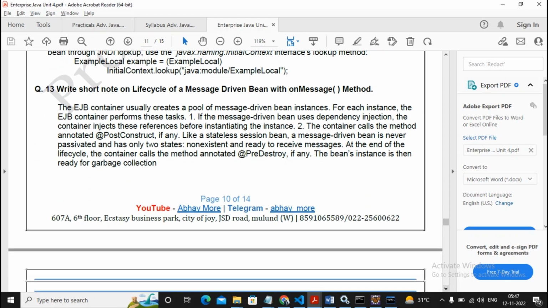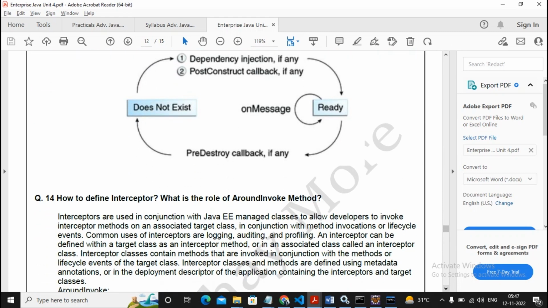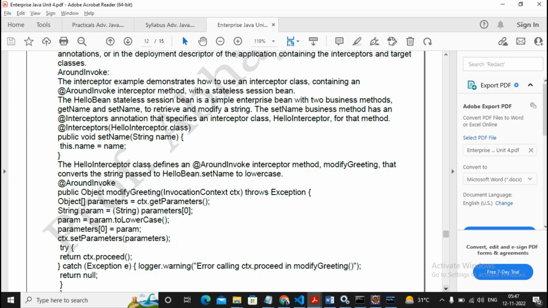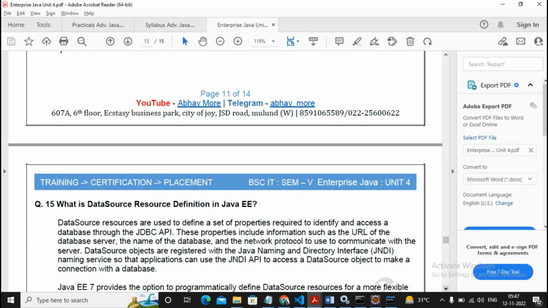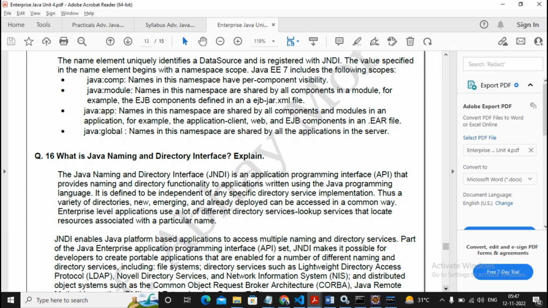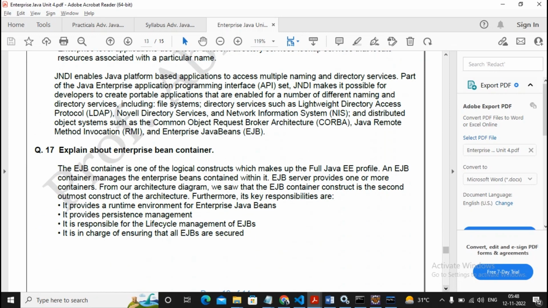Life cycle of a message driven bean is again mentioned, so it can be written as a short note of the message driven bean also. What are the interceptors and how are they used? The code also needs to be mentioned for it. Prepare well for this particular answer. Data source, data resources definition in Java, read it once, that is more than sufficient. Java naming and directory interface, explain. It is again a similar kind of short note to what we saw earlier. The question is the same, do not forget to draw the figure.